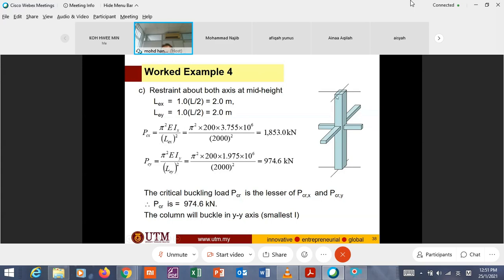If it is a fixed condition, then you have to replace 1.0 with 0.5, or 0.7, sorry, 0.7.